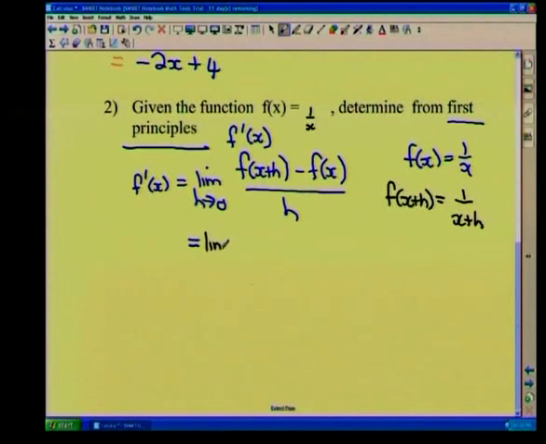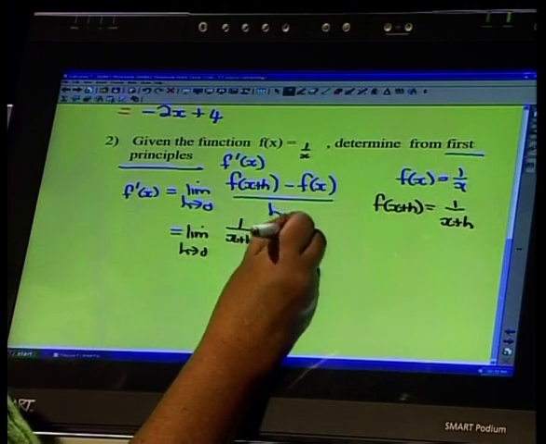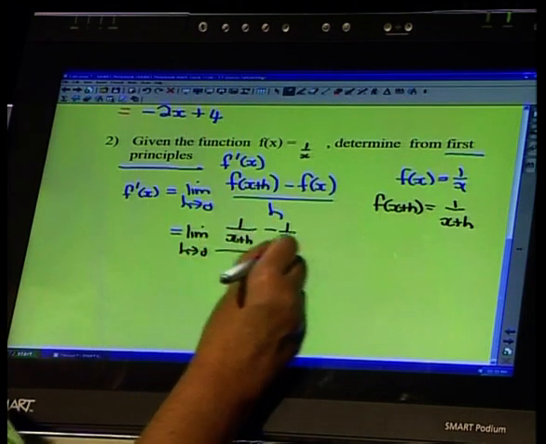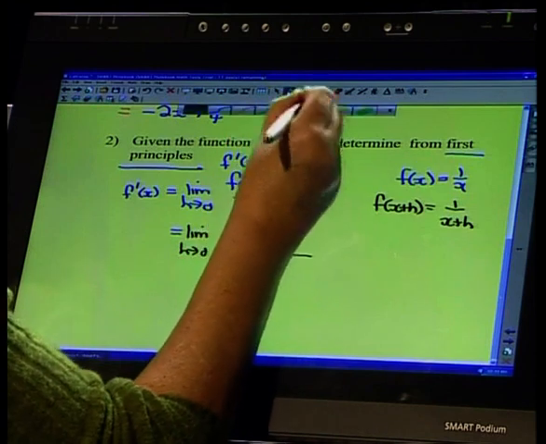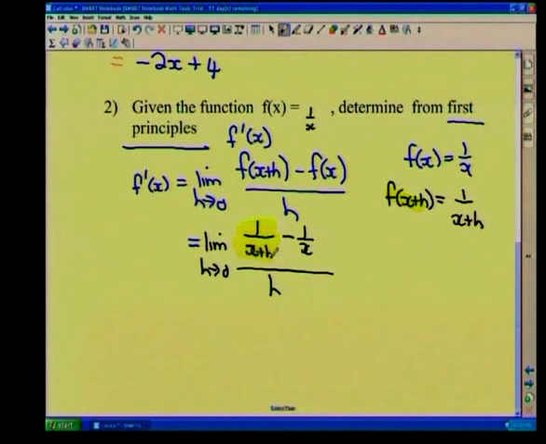However, what isn't really easy is how we simplify this. So let's have a look at it. F of x plus h is 1 over x plus h. And the f of x is going to be 1 over x, over h. Right, let's just highlight a little bit so you can see. So I've replaced this with that. And I've replaced this in place of that. Or if you like here. Maybe it's better to highlight it on the actual question.